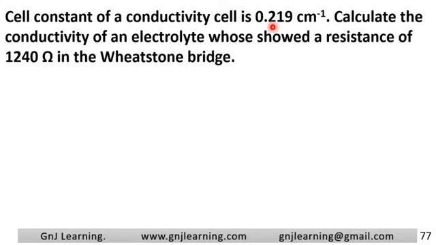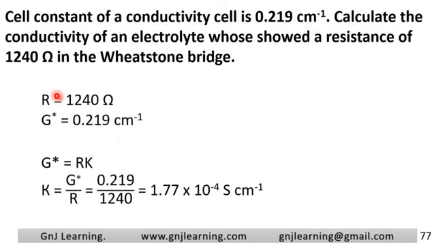The cell constant is fixed, as we have seen in the last problem, that is 0.219 cm raised to minus 1. Calculate the conductivity of a solution whose conductivity is not known, and whose resistance is shown as 1240 ohm in the Wheatstone Bridge. So using the Wheatstone Bridge, the resistance is calculated and the cell constant is 0.219 cm raised to minus 1. Now we have R and G star. Then kappa is equal to G star by R. Substituting the values, I will get the conductivity of the solution.